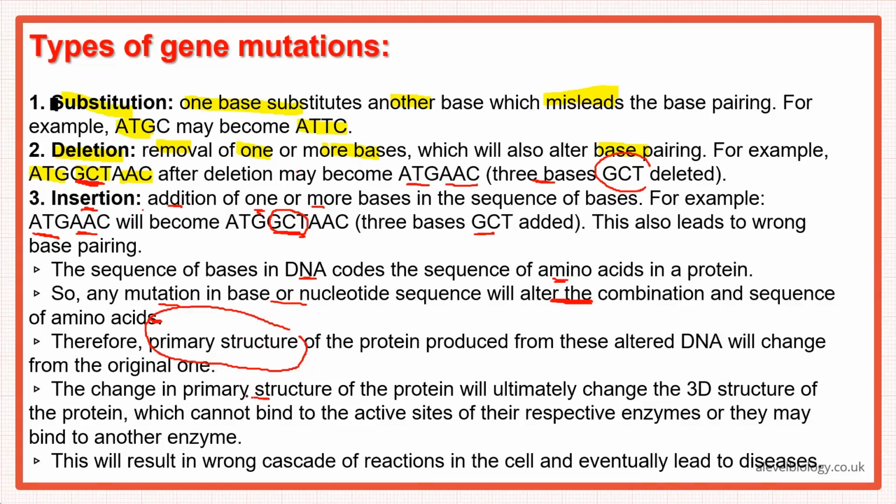So the change in primary structure of the protein will ultimately change the 3D structure, right? Which cannot bind to active sites of the respective enzymes, or they may bind to another enzyme. This will result in a wrong cascade of reactions in the cell and eventually will lead to diseases, right? So this is the impact that different types of gene mutations can have. We have talked about substitution, deletion, and the third one that we discussed was insertion.